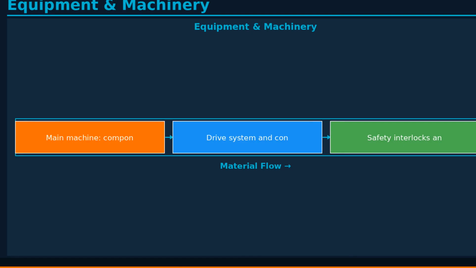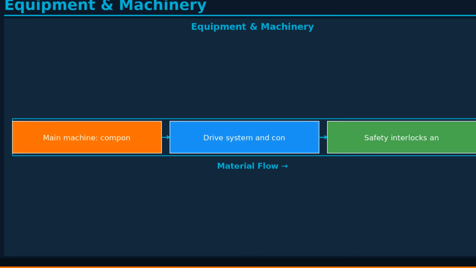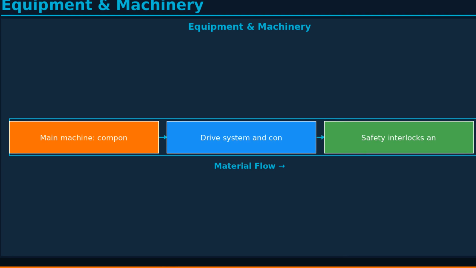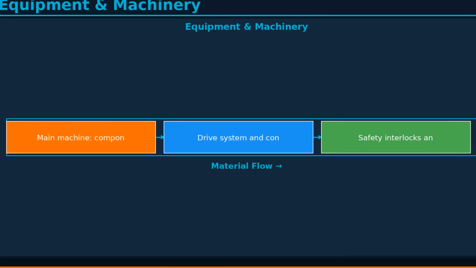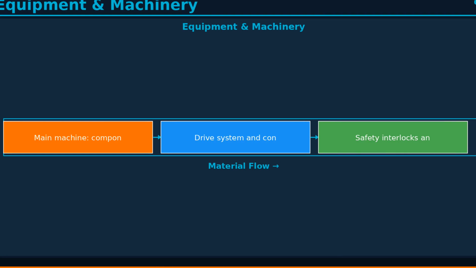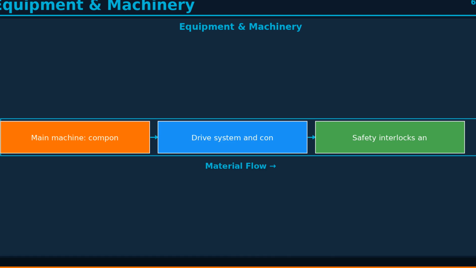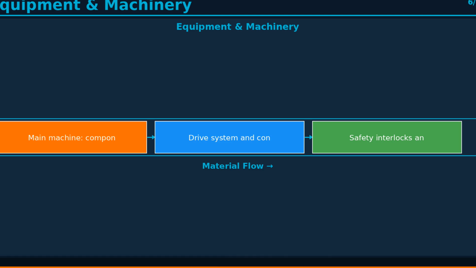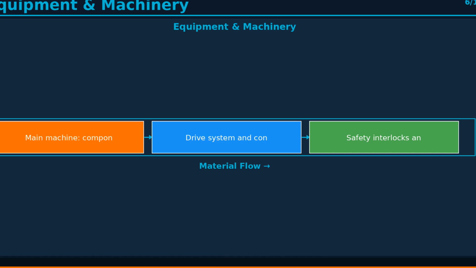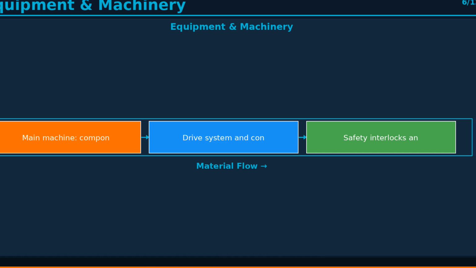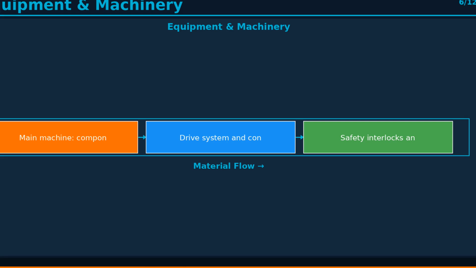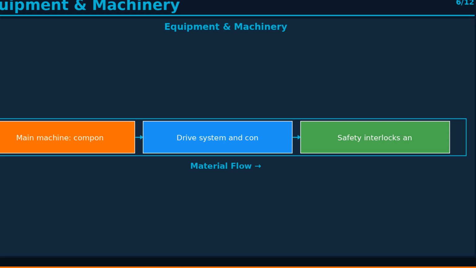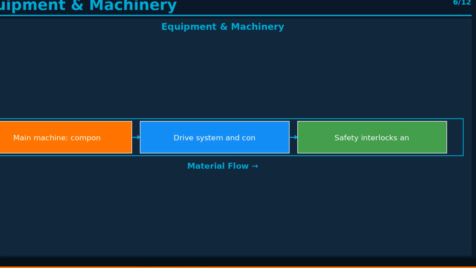The equipment used in injection molding machine components and functions consists of a main processing unit, drive system, and control instrumentation. Each component performs a specific function that contributes to the overall process efficiency. Safety interlocks and sensors protect operators and ensure consistent product quality.